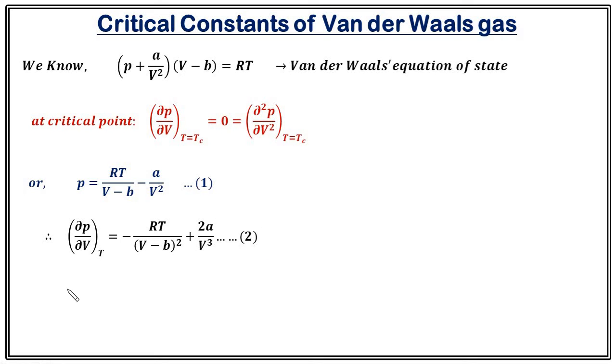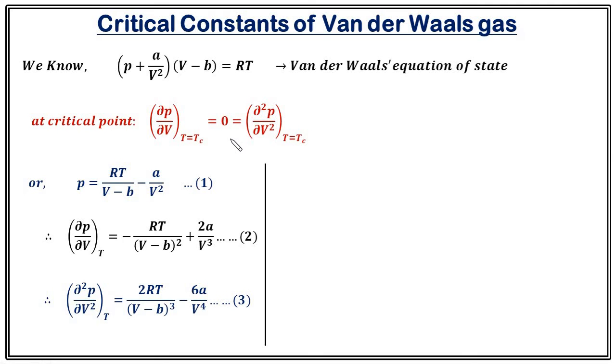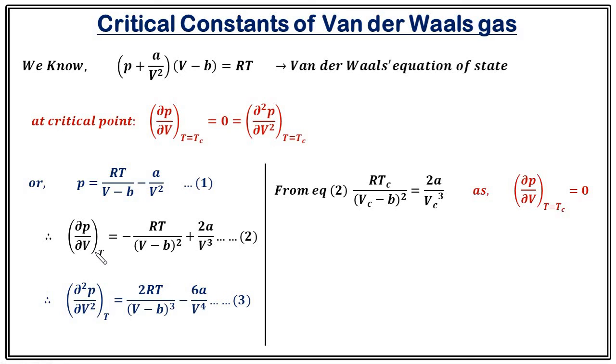Again take the differentiation of equation 2 with respect to volume so that we can calculate ∂²P/∂V² at constant temperature. So ∂²P/∂V² at constant temperature is given by this equation, and let's call this equation 3. So now you can easily see from here we have 3 equations and we need to find out 3 variables: pressure, volume and temperature at the critical point. To do that, first we need to utilize these conditions. How can we do that? Just simply substitute ∂P/∂V at constant T = 0 at T = T_C. Therefore from equation 2 we can write RT_C/(V_C − b)² = 2a/V_C³.